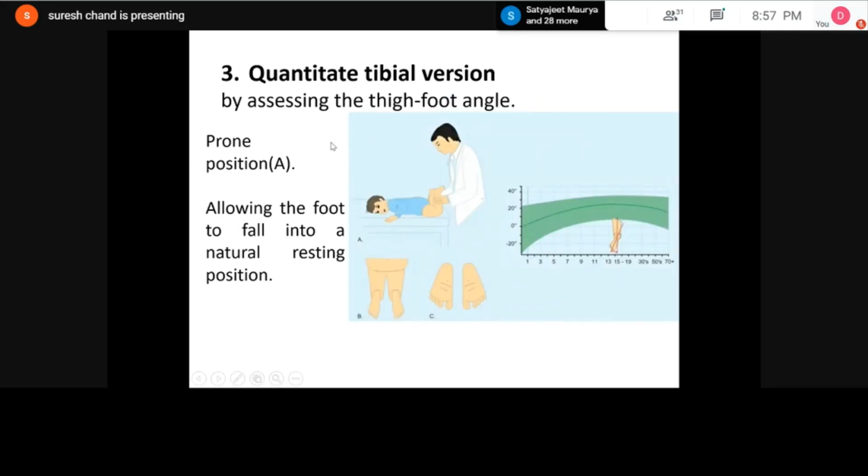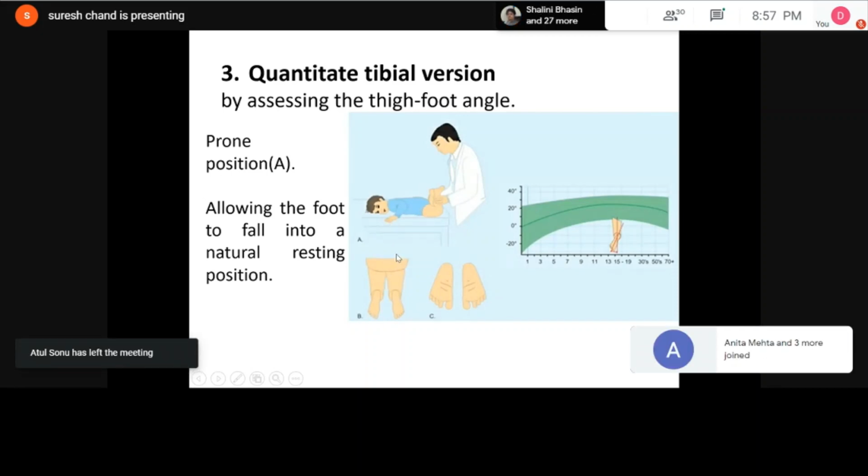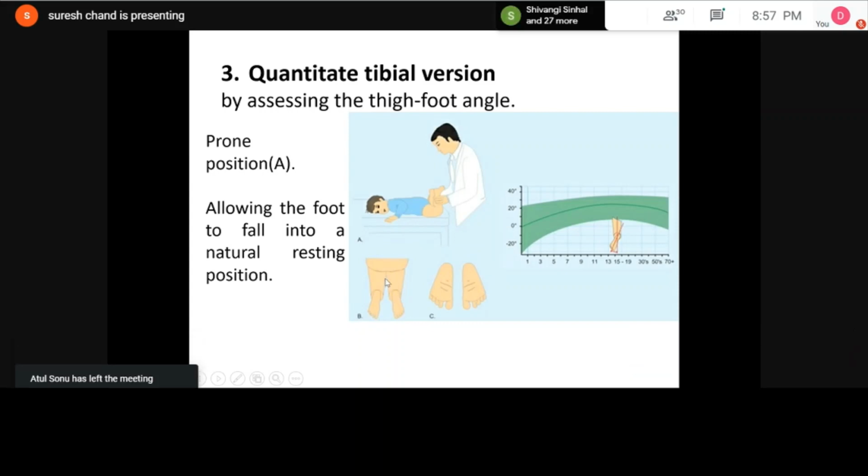Likewise, we have to measure the tibial version in prone position, the thigh foot angle, the axis drawn along the thigh and axis drawn along the foot. This is the thigh foot angle. Again, in normal adult, it is outward. Any tibial intorsion or inward deformity suggests negative thigh foot angle.